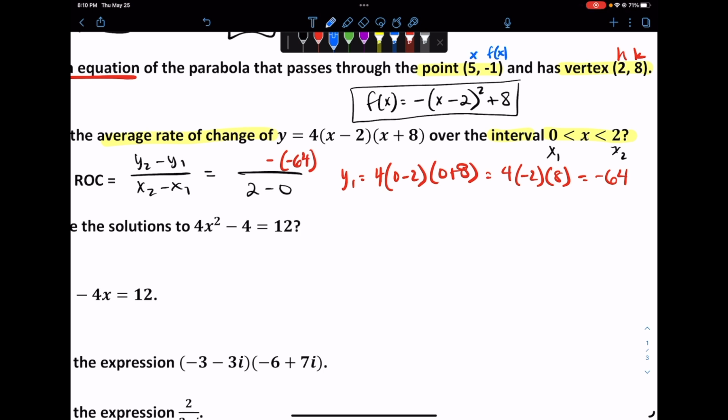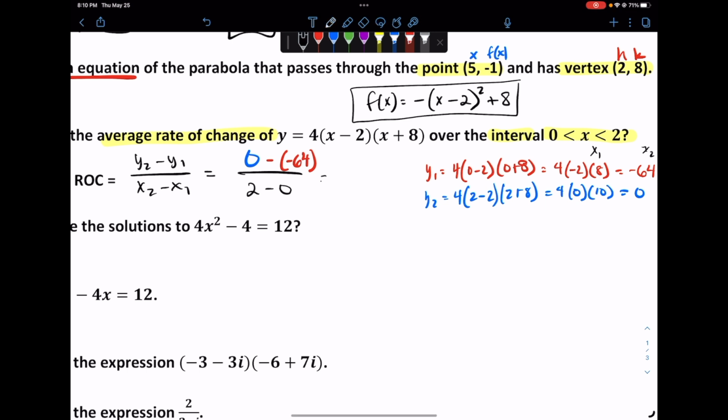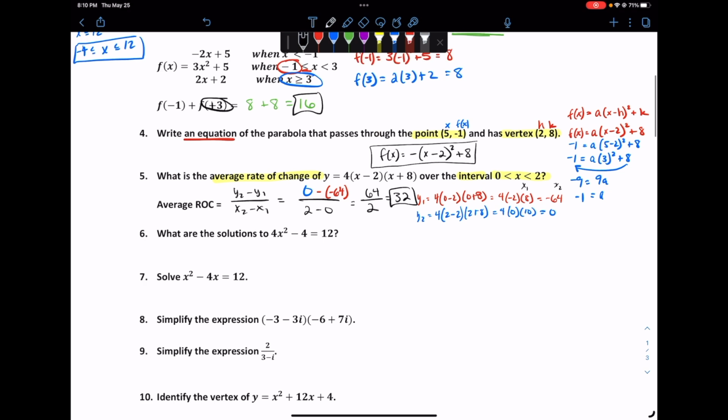And then we want y2. So we're going to plug in 2. So we have 4 times, we got 2 minus 2, and then 2 plus 8. So we got 4 times 0 times 10, which is just going to be 0. So there we go. Let me move these out of the way here. All right, so we've got negative 64, which is positive 64 over 2, which is going to be 32. So the average rate of change from 0 to 2 is going to be 32. All right, good deal.